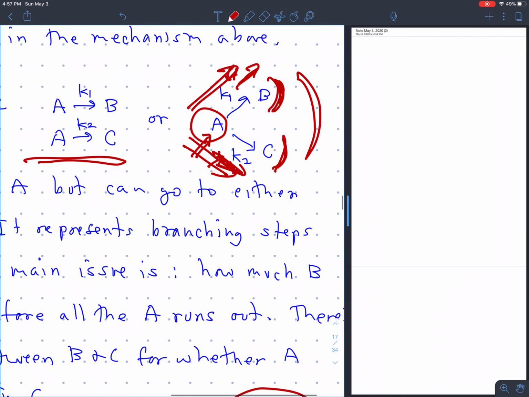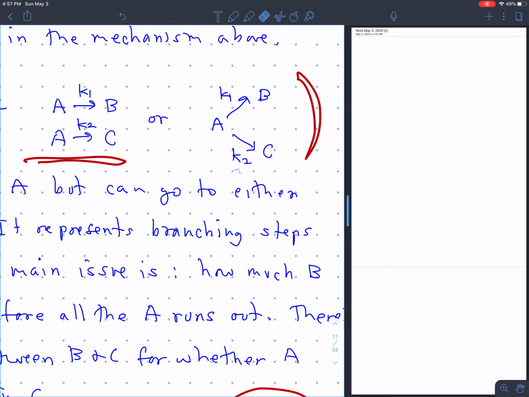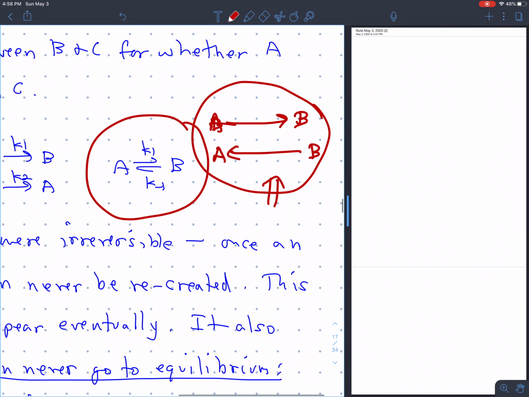Likewise, with this branched mechanism down here, A goes away, and it goes either to B or to C, but it never goes back. And therefore, there can be no equilibrium between the reactants and the products. But in this case down here, things do go backwards. A goes to B, B goes to A. And at the end of the reaction, if we wait an infinite amount of time, we don't end up with 0 A or 0 B necessarily. We end up with an equilibrium concentration of both.